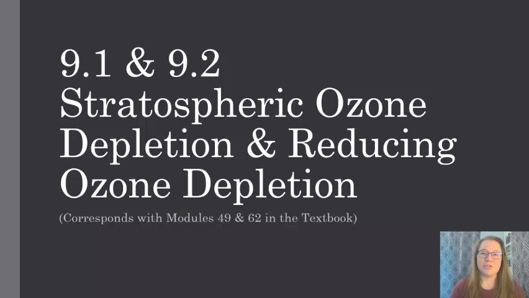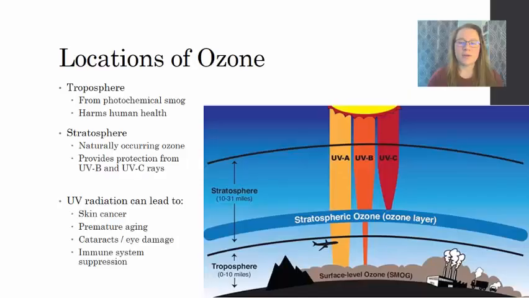In this video, we are going to talk a little bit about stratospheric ozone. Now, ozone can be found in both the troposphere and the stratosphere. In previous sections, we have talked about tropospheric ozone, which is a product of photochemical smog, and it's something that is harmful to human health.